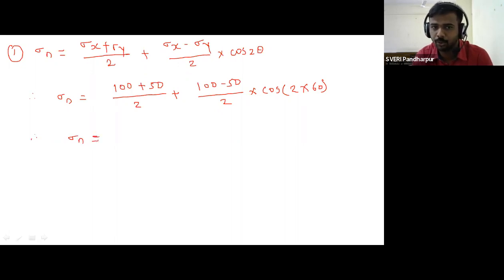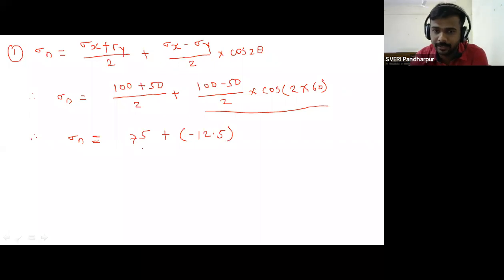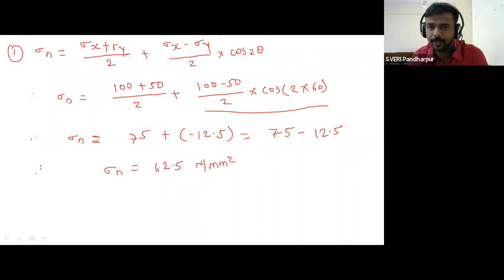So sigma n is equal to, so try to go for the separate calculation. If you are able to do all the calculations simultaneously, no problem. So it is equal to 75 plus, so what will be this calculation? Minus, so in bracket minus 12.5. So here this plus minus it becomes 75 minus 12.5. So your sigma n will be equal to 62.5. You check your answer, 62.5 Newton per mm square.